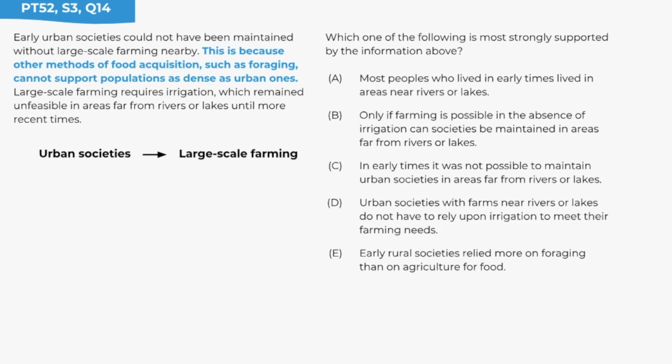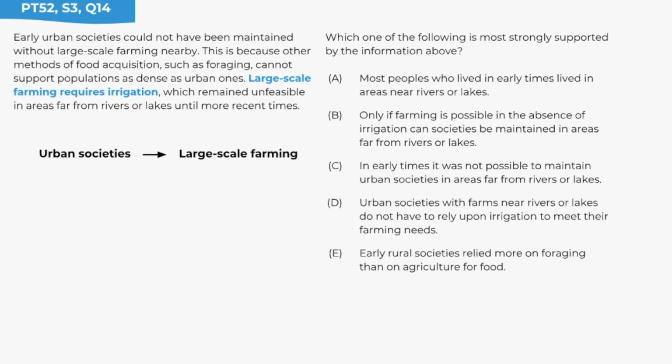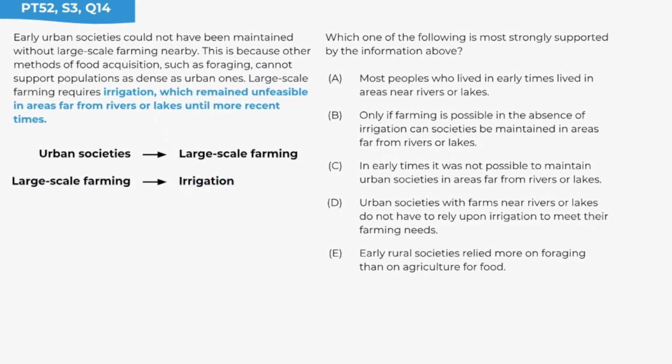Let's pass over this one and jump to the next statement, that large-scale farming requires irrigation. So now we can see the connection back to the first statement because this one's also talking about large-scale farming. And they're saying that it requires irrigation. Requires tells us that irrigation is necessary to large-scale farming, and so we can represent that with an if-then relationship. If you have large-scale farming, then it needs to have irrigation. The last statement is that irrigation, which remained unfeasible in areas far from rivers or lakes until more recent times.